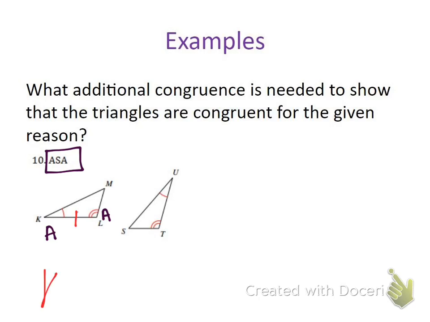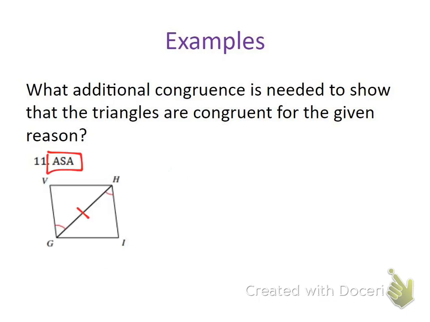So we need segment KL to be congruent to, what do you guys think? Trevon? Yeah, very good. TU, because that side would be between these two angles.